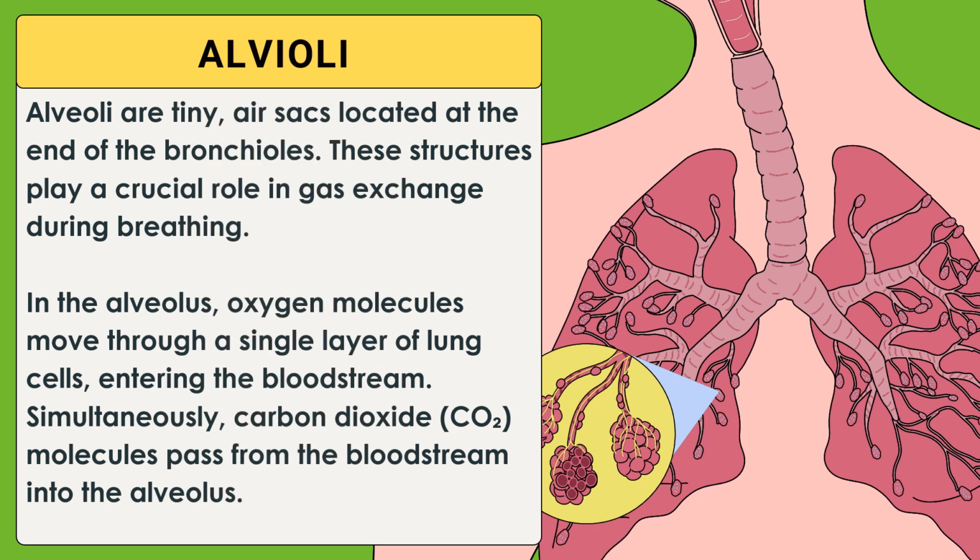Alveoli. Alveoli are tiny air sacs located at the end of the bronchioles. These structures play a crucial role in gas exchange during breathing. In the alveolus, oxygen molecules move through a single layer of lung cells, entering the bloodstream. Simultaneously, carbon dioxide, or CO2, molecules pass from the bloodstream into the alveolus.